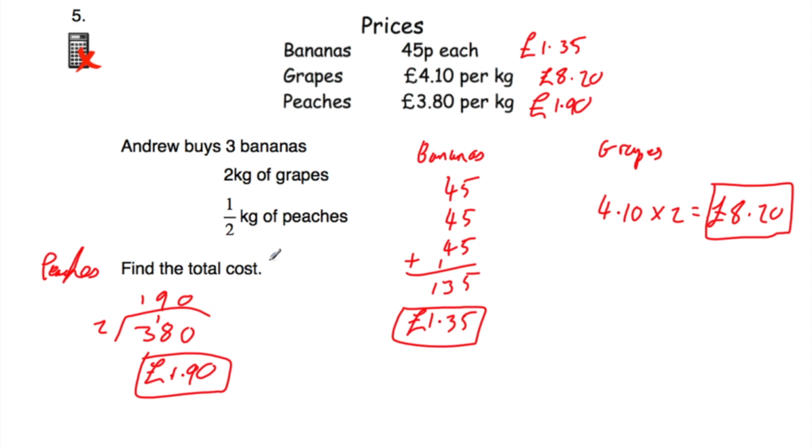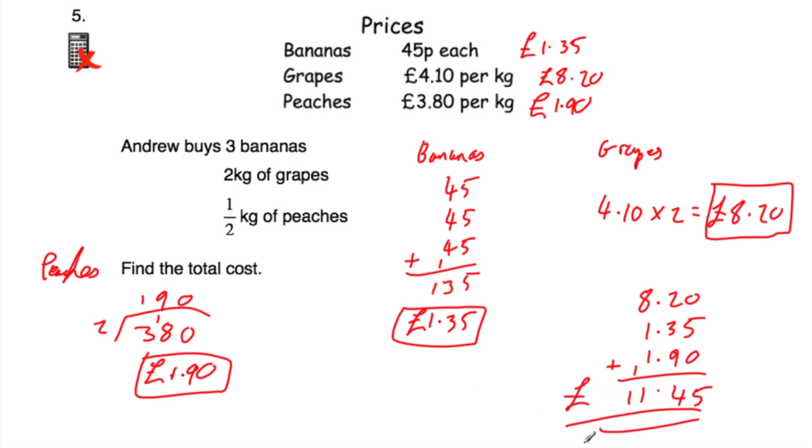So now we need to find the total cost. So we need to add together our £1.90, our £1.35, and our £8.20. So let's do that. So £8.20, our £1.35, and our £1.90, and we'll add those together and see what we get. So 0 plus 5 plus 0 is 5. 2 plus 3 is 5, plus 9 is 14, so let's put our 4 down and carry our 1. And 8 plus 1 is 9, plus 1 is 10, plus 1 is 11. So the total cost would be £11.45, and that's it.